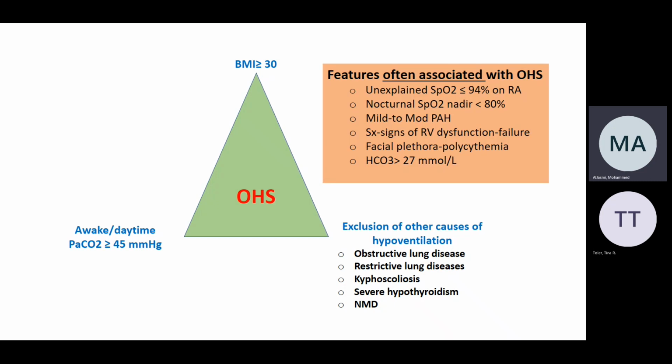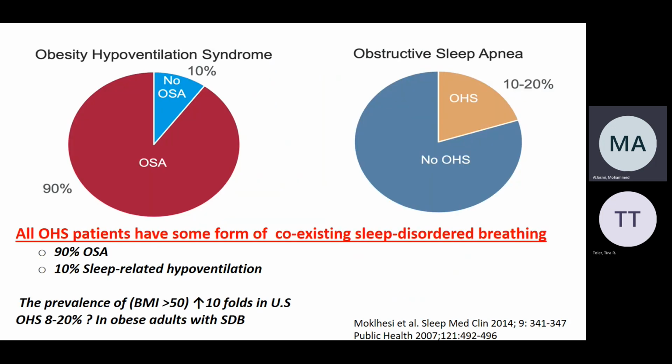There are other ancillary findings that may help you, but you don't necessarily have to have them. For example, unexplained SpO2 that's borderline, less than 94, or any nocturnal desaturation with a nadir less than 80, makes you think about it. Nothing is very pathognomonic or specific. Also any element of pulmonary hypertension, facial plethora, or polycythemia; this patient had a hematocrit on the high side. And of course, a bicarb more than 27, but you have to use your judgment.